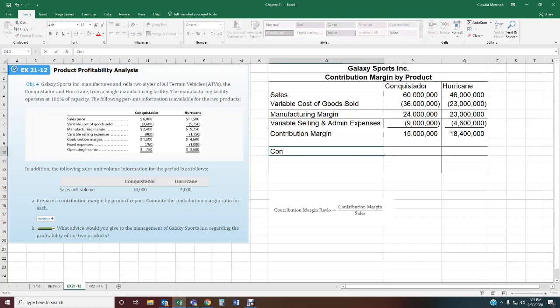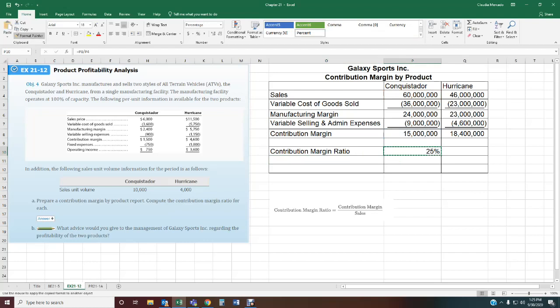The last thing we're going to do is they're also asking us to compute the contribution margin ratio. The contribution margin ratio is calculated by getting your contribution margin divided by your sales. So I'm going to take my contribution margin, which is 15 million, and divide by my sales, which is 60 million, and then that needs to be in percentage form. That's going to give me 25%.